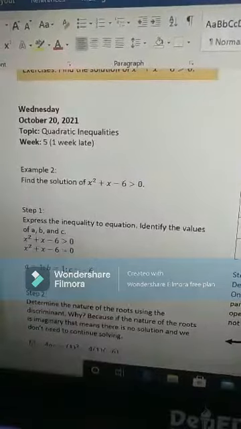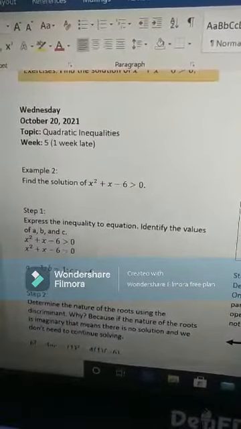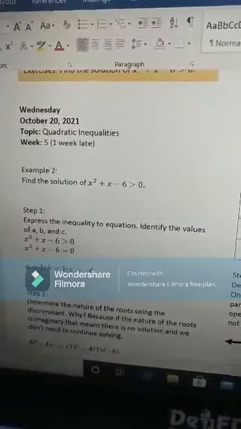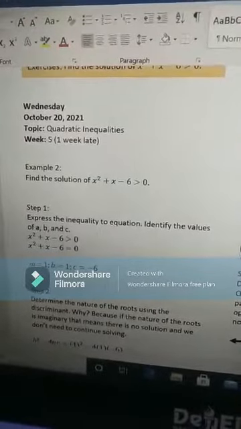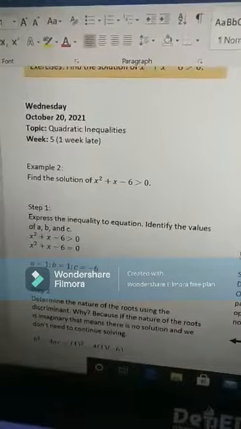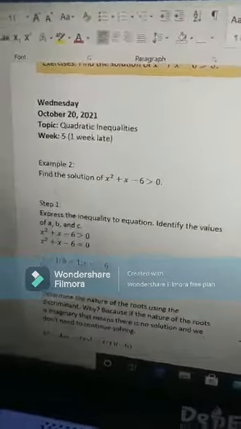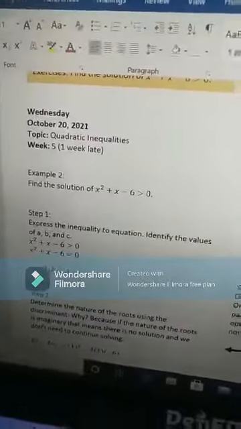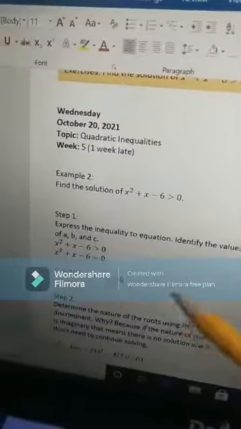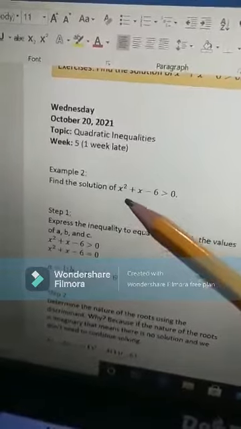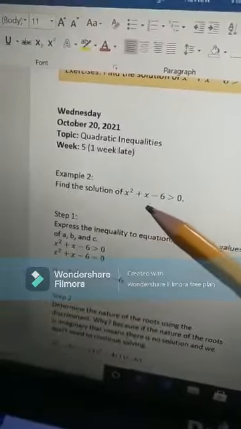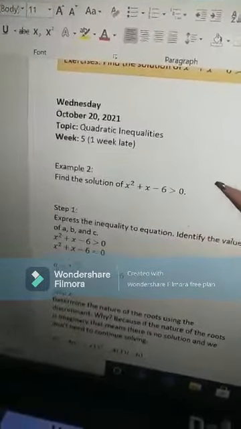Our lesson for today is still under quadratic inequalities. This is our example 2 for this topic. Today is Wednesday, October 20, 2021. For example 2, we have, find the solution of x squared plus x minus 6 is greater than 0.